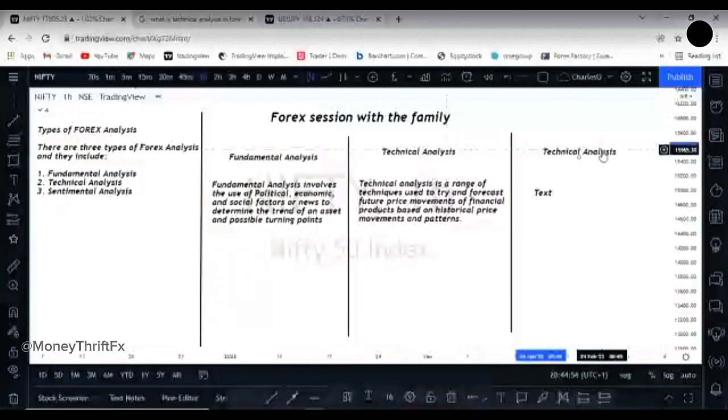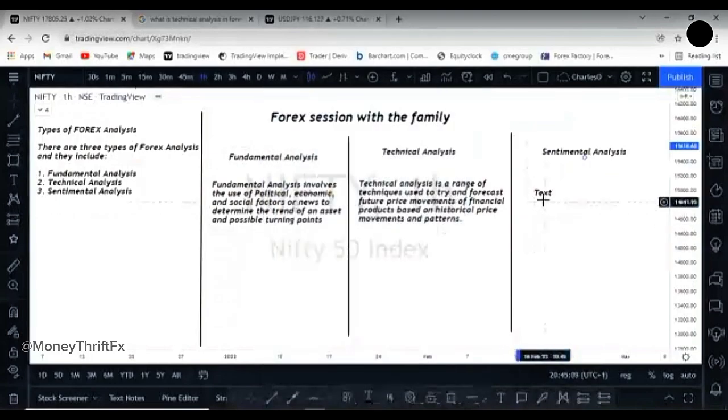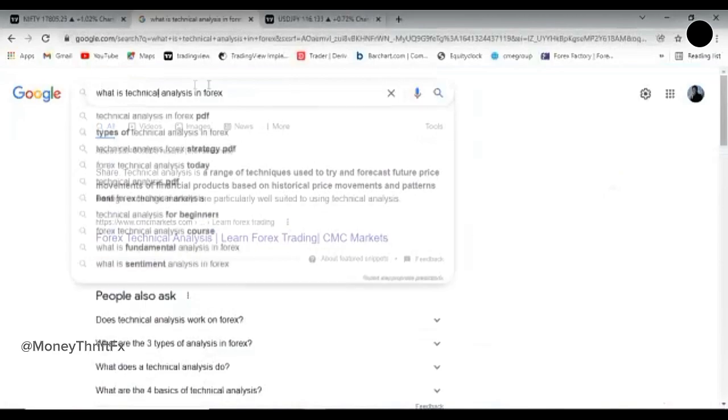And that is the sentimental analysis. Sentimental analysis. So what is sentimental analysis? Let's see what Google will tell us. What is sentimental?